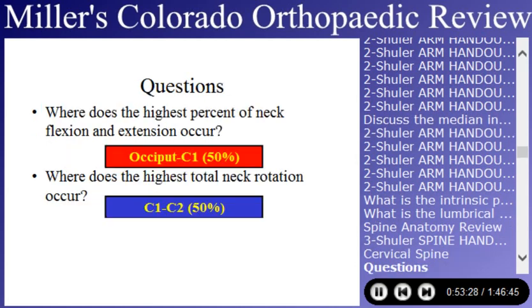Where does the highest percent of neck flexion and extension occur? 50% at occiput C1. Where does the highest total neck rotation occur? 50% at C1, C2. One of the key references, I think, for this material is a book by Hoppenfeld called Orthopedic Neurology. It is excellent.